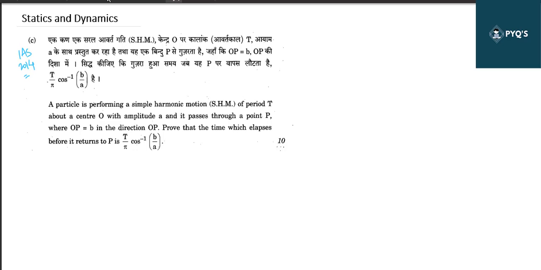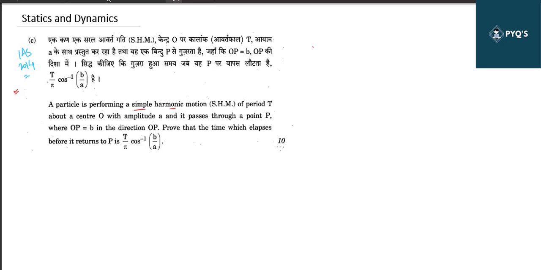This is question IS 2014. Question based on simple harmonic motion. So the question is: a particle is performing a simple harmonic motion of period T about a center O with amplitude A, and it passes through a point P where OP equals B in the direction of OP. Prove that the time which elapsed before it returns to P is T by pi cos inverse B by A.